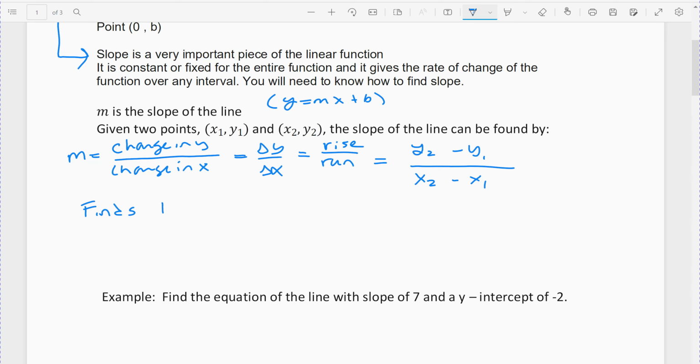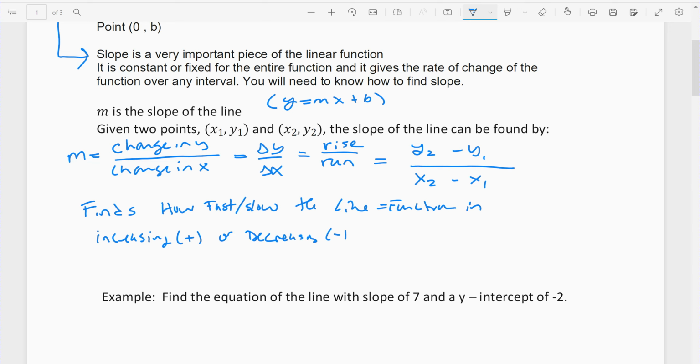It finds how fast, if it's a big number, or slow, the line, the function, is increasing if it's moving up, positive, or decreasing if it's negative, per change in x, whatever that x value unit is.